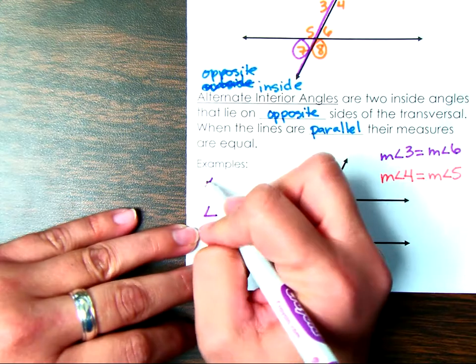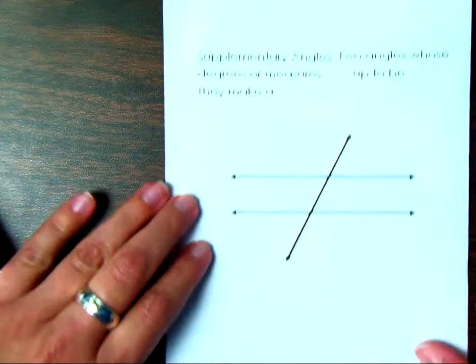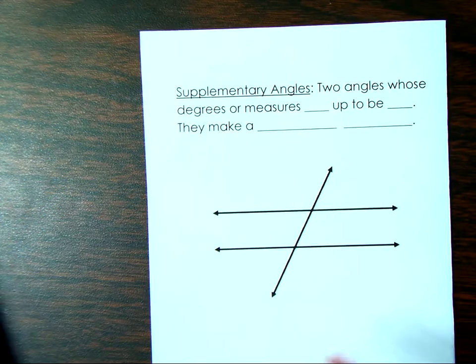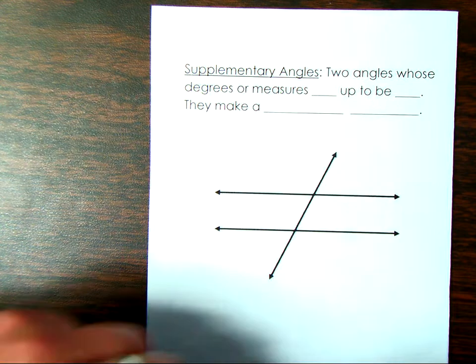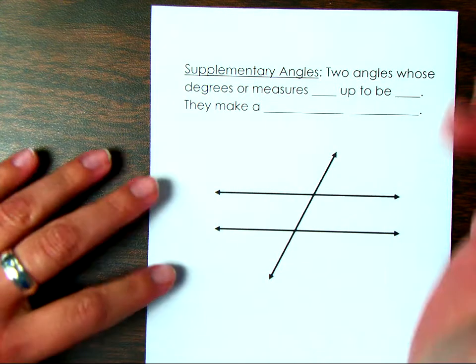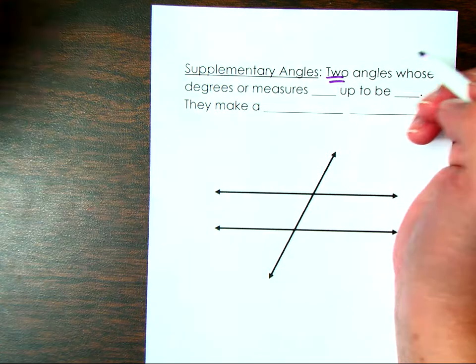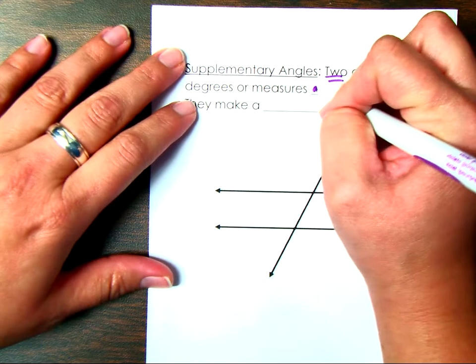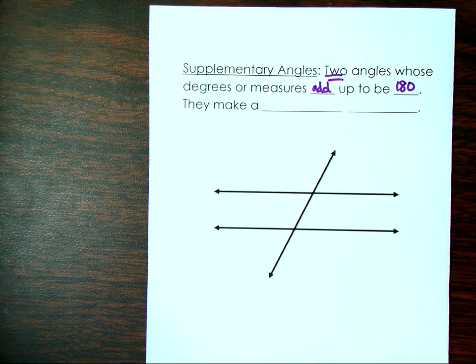That's what those mean. All right, we have one more property, and those are called supplementary angles. And that's a vocabulary word that we actually know from 6th grade. So a supplementary angle are two and only two angles whose degrees or measures add up to be 180 degrees. So they're adding up to be 180 degrees. So they make what we call a straight line.